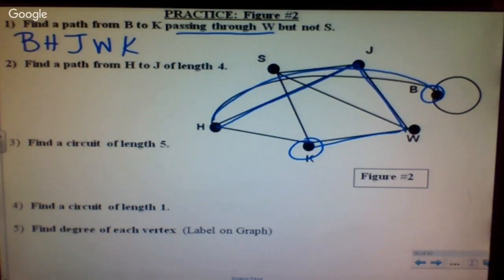Wait, on a circuit, can you go back to the same line that you came down? You cannot cross the same line twice. So think about it this way: when you cross the line, it burns, it's gone.